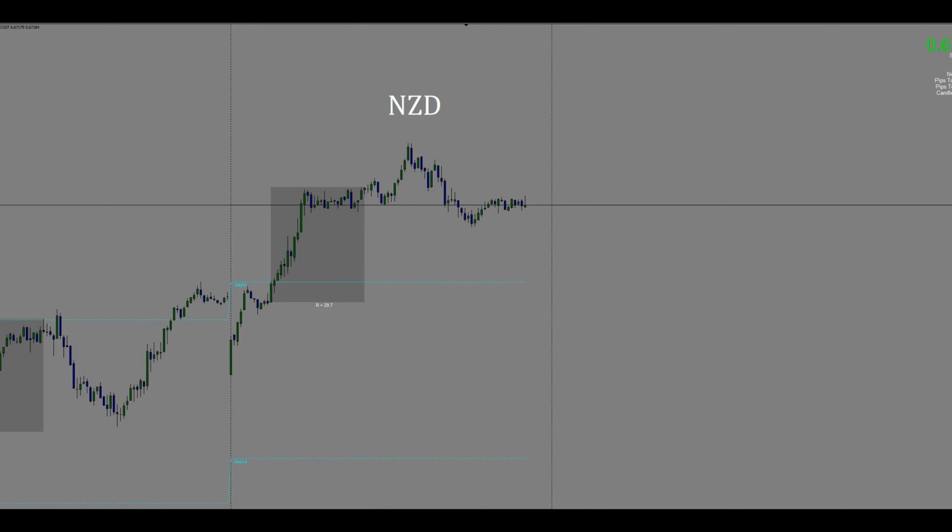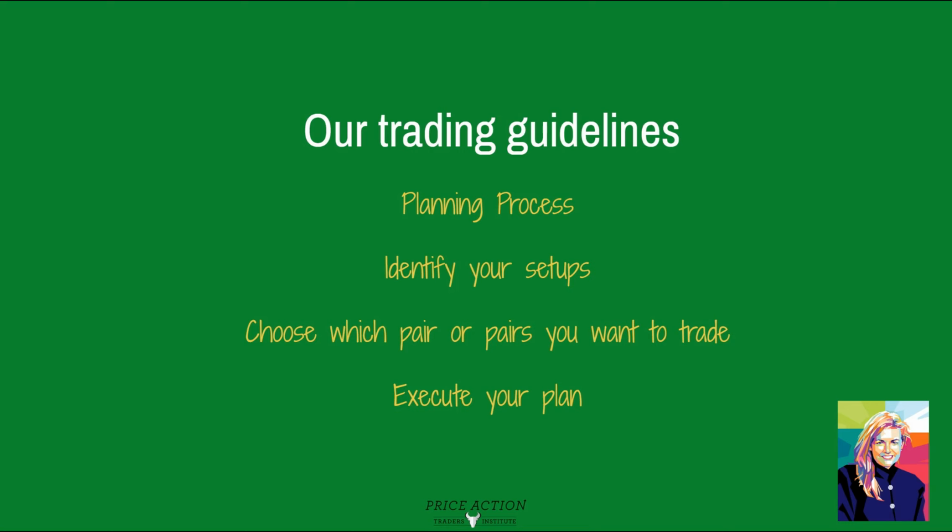All right, so that's it. Again, remember, you have to have a planning process. Let's go back to that and just quickly review that slide. You have to have a planning process that's simple and repeatable, meaning every time you sit down to trade, you know exactly what to look for and what to do. The planning process will help you identify your setups, and from that, you choose which pair or pairs you want to trade in the session and then execute on your plan.